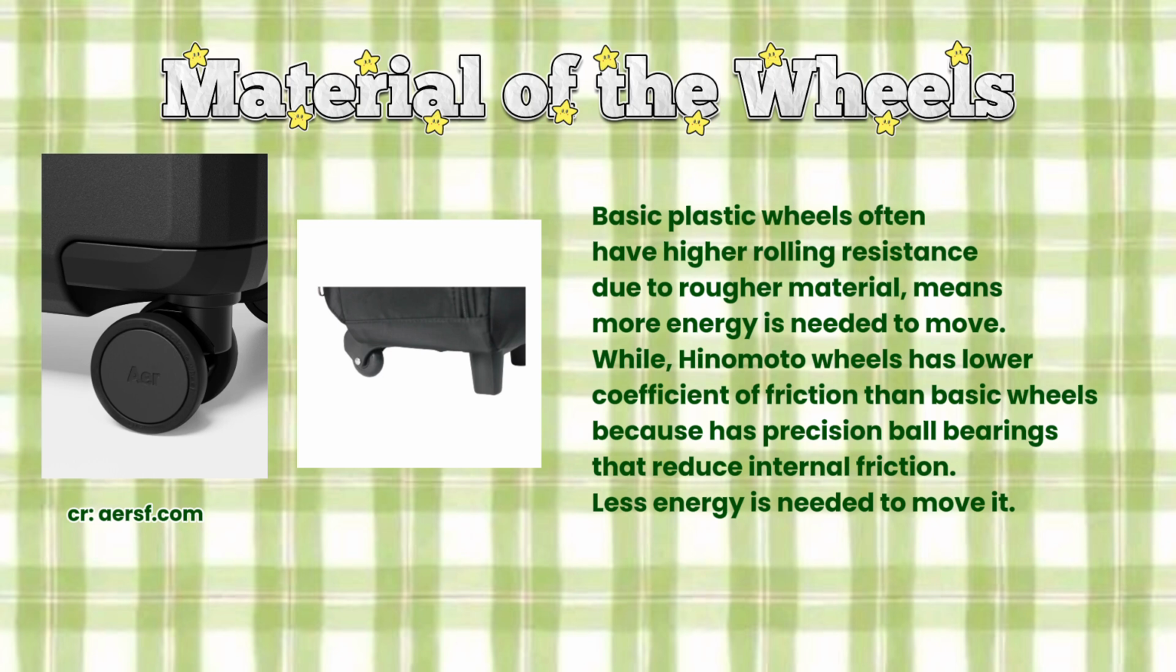Second, material of the wheels. Basic plastic wheels often have higher rolling resistance due to rougher material, meaning more energy is needed to move it. While Hinomoto wheels have a lower coefficient of friction than the basic wheels, because they have precision ball bearings that reduce internal friction, so less energy is needed to move it.